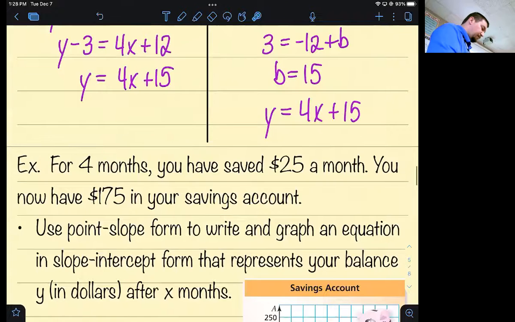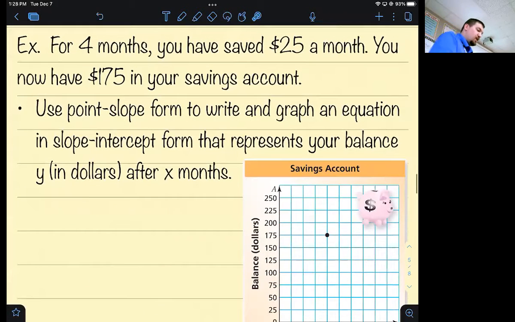Okay, story problem. For 4 months, you have saved $25 a month. You now have $175 in your savings account. Use point-slope form, that's the new one, to write and graph an equation in slope-intercept form that represents your balance y in dollars after x months. That was a lot. I'm going to read that again. Use point-slope form to write and graph an equation in slope-intercept form. So they're wanting us to start in point slope, convert to slope-intercept, and then graph.